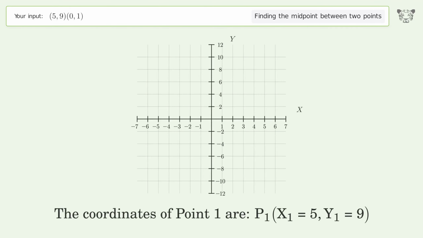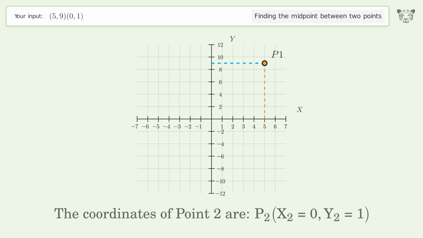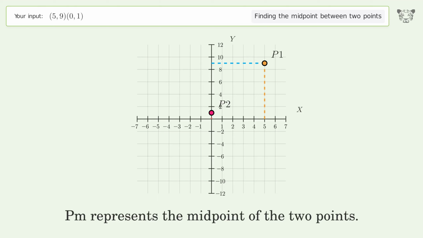The coordinates of point 1 are x1 equals 5, y1 equals 9. The coordinates of point 2 are x2 equals 0, y2 equals 1. PM represents the midpoint of the 2 points.